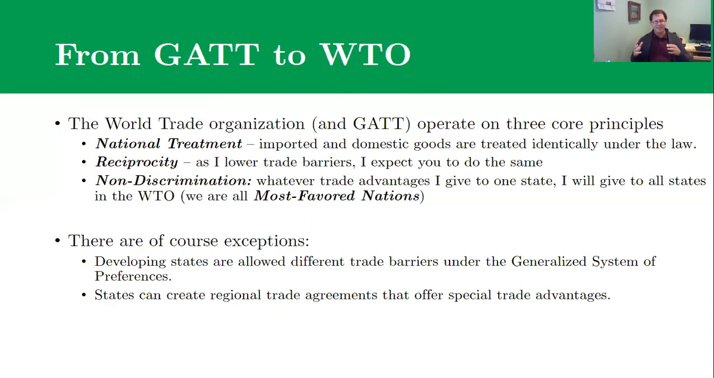And so the global trading system has become something of a patchwork of different regional agreements that are creating lower trade barriers, as opposed to a single global trading system that was initially the goal of GATT and the World Trade Organization.